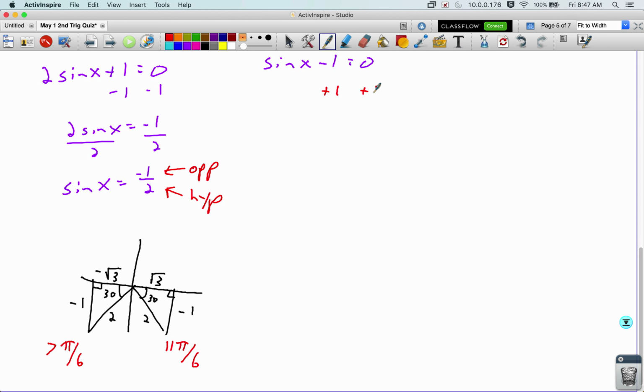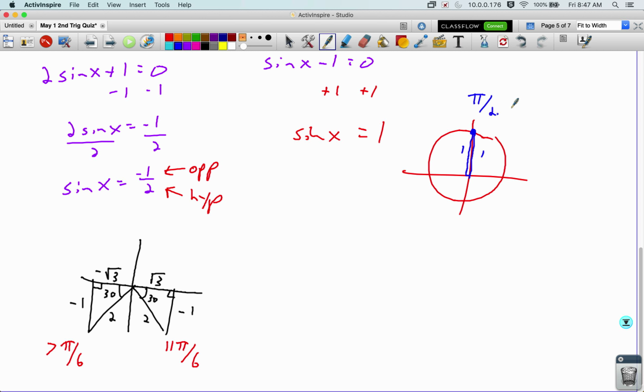I add 1 to both sides. Where is sine of x equal to 1? Where on my unit circle is sine of x equal to 1? All right, so we need the opposite over hypotenuse to be equal to 1. So it's got to be right here. Because the flat triangle I would draw would have an opposite and a hypotenuse that are both 1. I can try and draw just a real skinny triangle in here. And 1 over 1 equals 1. So that angle there is pi over 2.